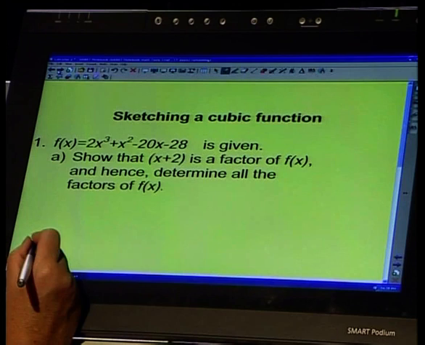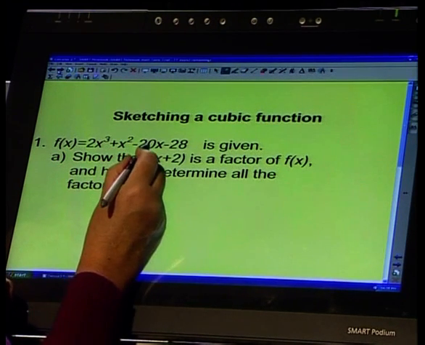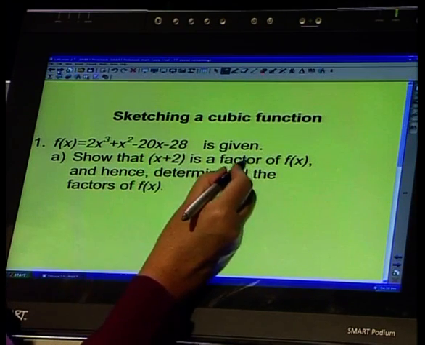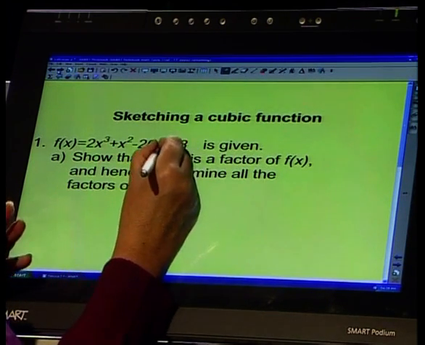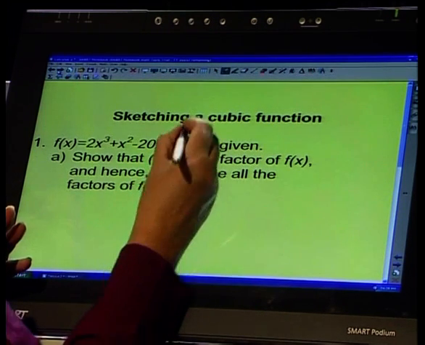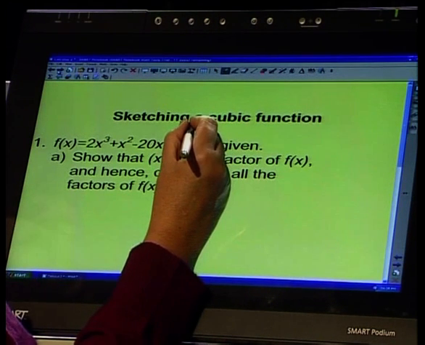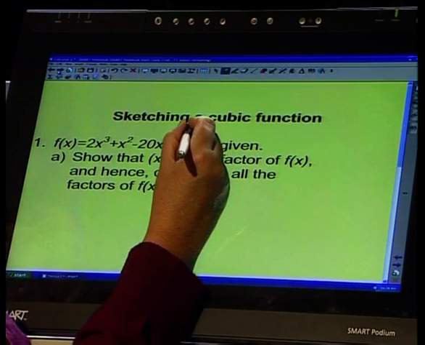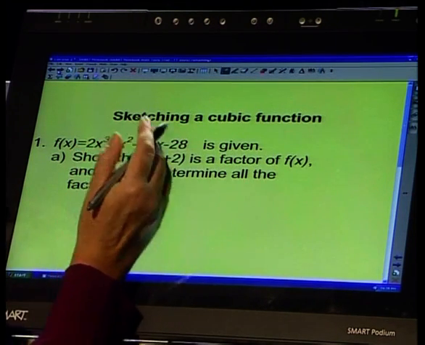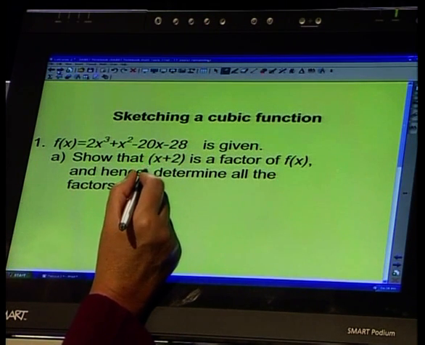Sketching a cubic function. They give me f of x is equal to 2x cubed plus x squared minus 20x minus 28. Show that x plus 2 is a factor. So they're being very kind, because you can see that if you didn't have any hint, 28 would be quite a lot of hard work. You'd have to look at all the possible factors of 28, so you would try 1, and then hopefully you get to 2 next. If you didn't try negative 1, again, it's an even amount of positive and negative signs, so chances are it's a plus thing. But it wasn't in this case.